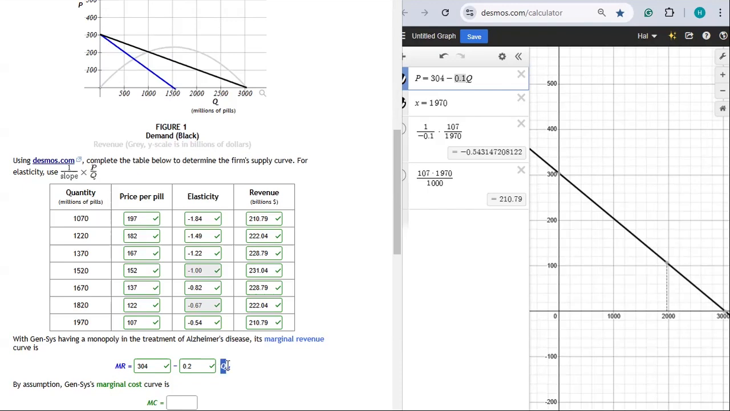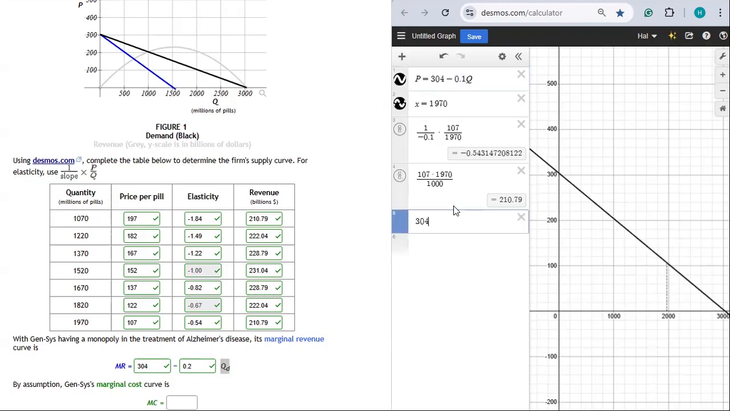If I plug 1520 into that value there, 304 minus 0.2 times 1520, we get a marginal revenue equal to zero. Whenever you hear the word marginal something in economics, marginal means slope, slope of revenue, marginal revenue. Slope of revenue is zero at 1520. And that's what we observe up here.